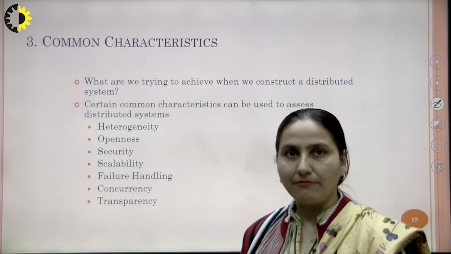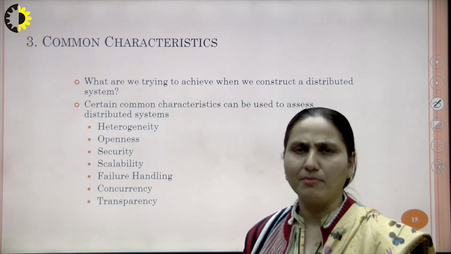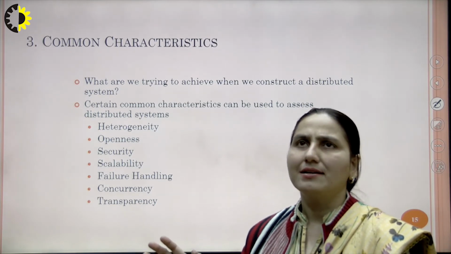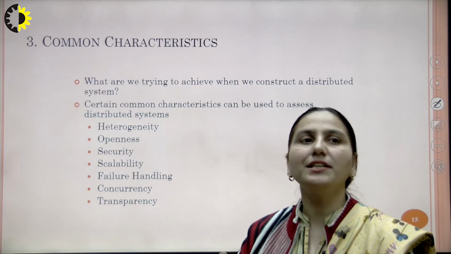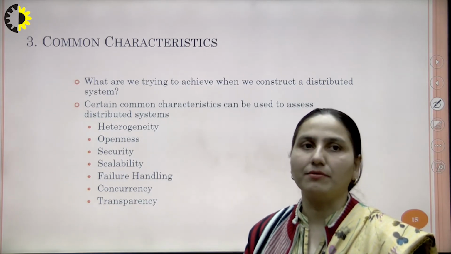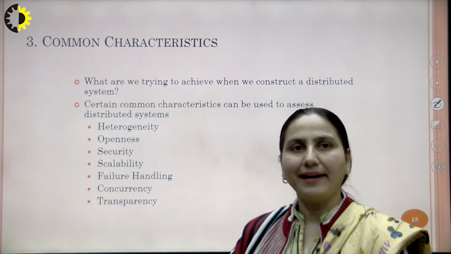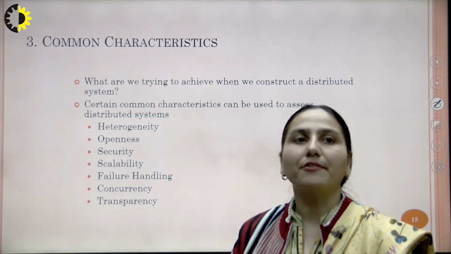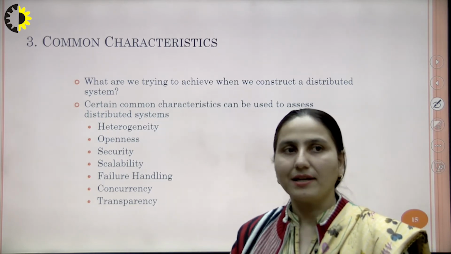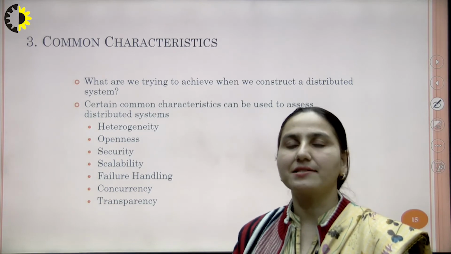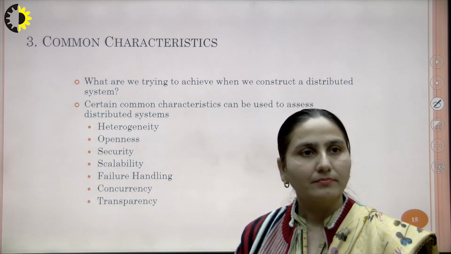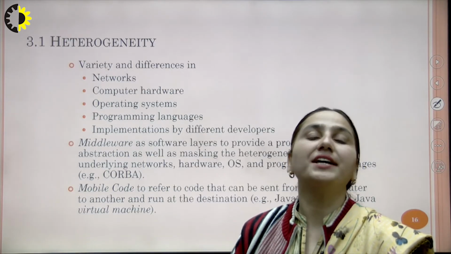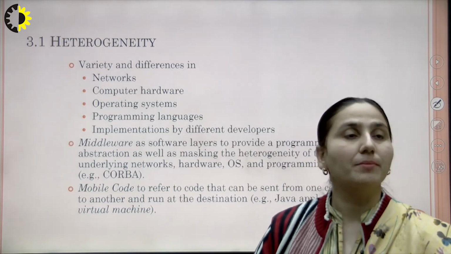transparency. When we are constructing a distributed system, or say for example a centralized system, whatever system we are going to construct, what is actually the aim? Why are we trying to achieve it? What is the basic characteristic that we actually expect from the system? Now, what is heterogeneity? What do we understand by this term heterogeneity?